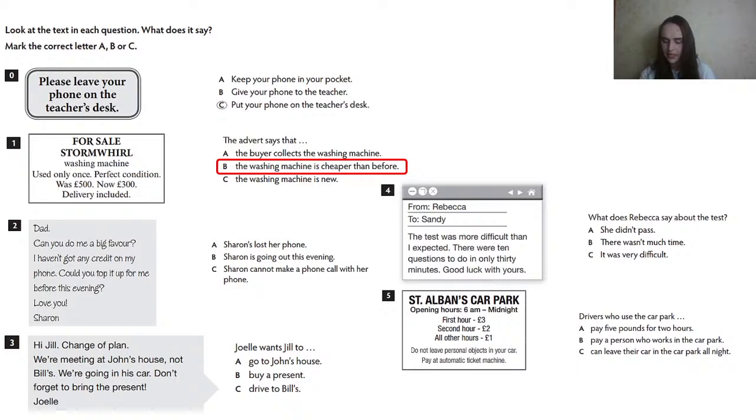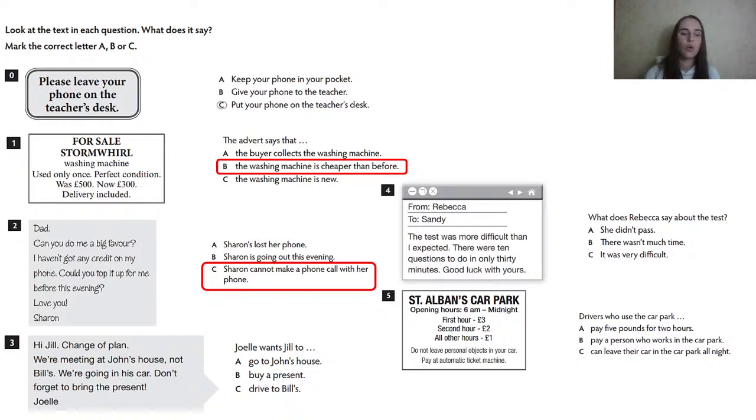You say C, B. Oh, you say C, right? And that is correct, yes. So Sharon cannot make a phone call with her phone. So she asks for credit on her phone. That's it.